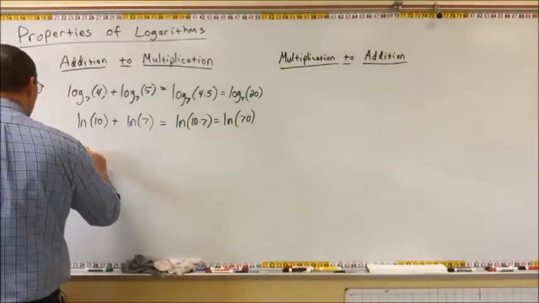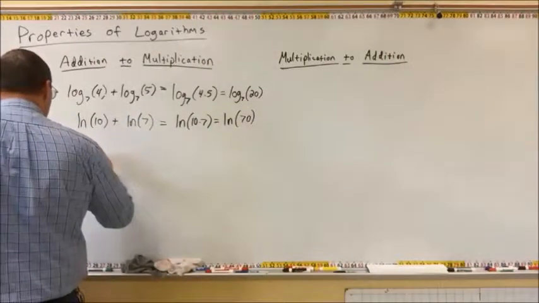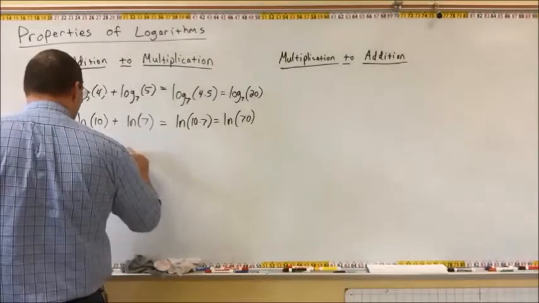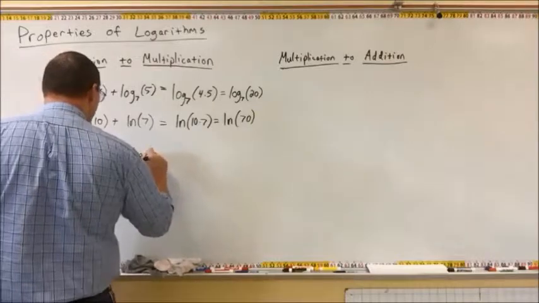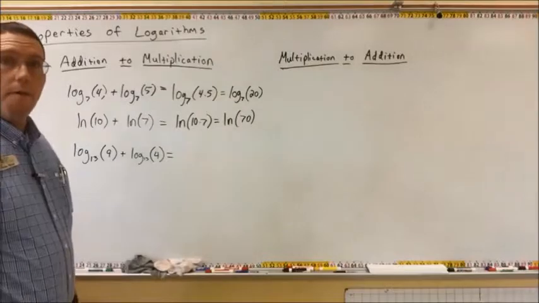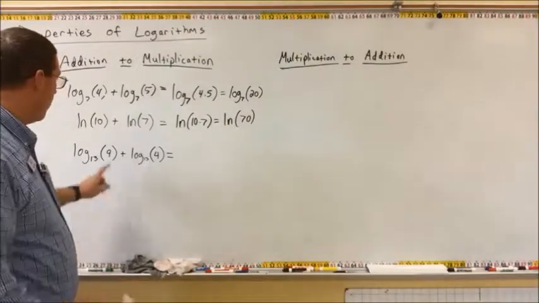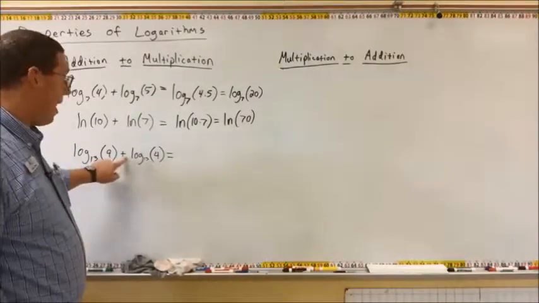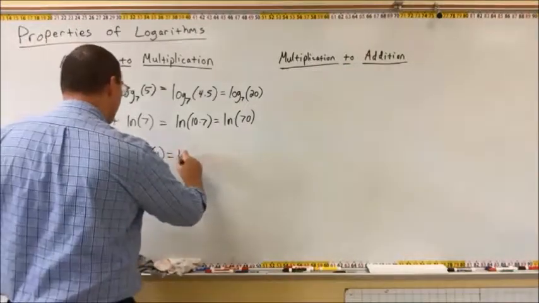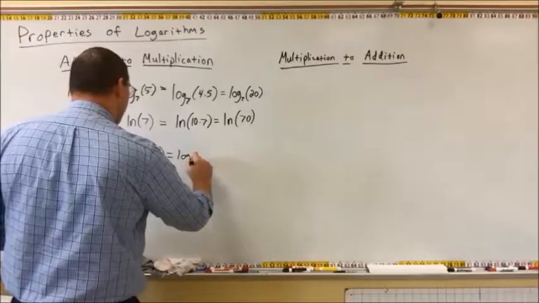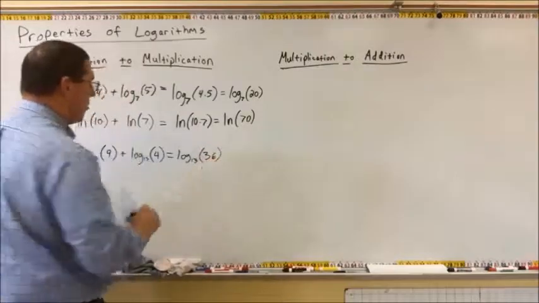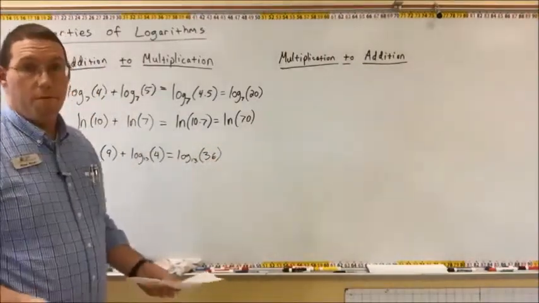What if we have log base 13 of 9 plus log base 13 of 4? What would this be equal to? What do we do with it? What are we going to do with the 9 and the 4? Well, there's addition between the logs, so that means we're going to multiply these, and then it becomes log base 13 of whatever 9 times 4 is, which is 36. So this is the same thing as log base 13 of 36.